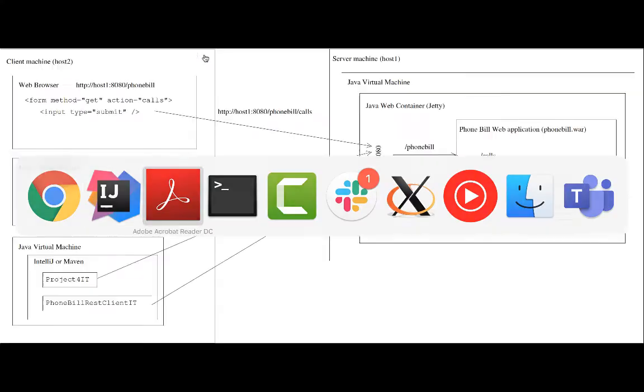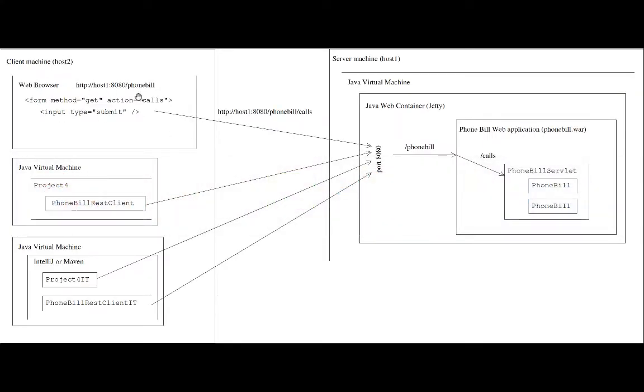So back to my architectural grid diagram. When you load the index.html in the web browser, you get a form, and when you click submit on the form, it then makes an HTTP request to the URL host 1. So in this case, it's localhost is what we had. It's the phone bill/calls, and that all goes to the phone bill application.